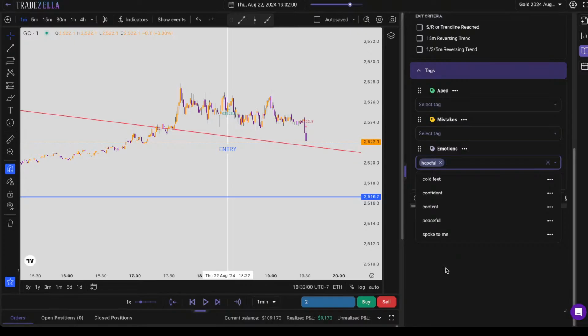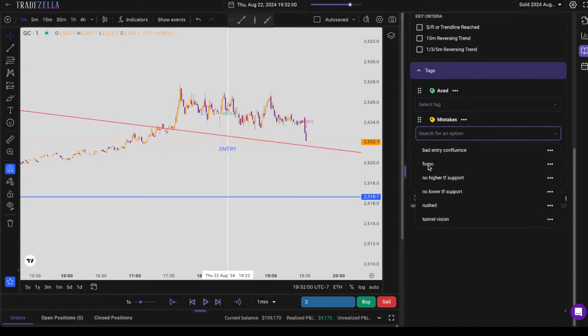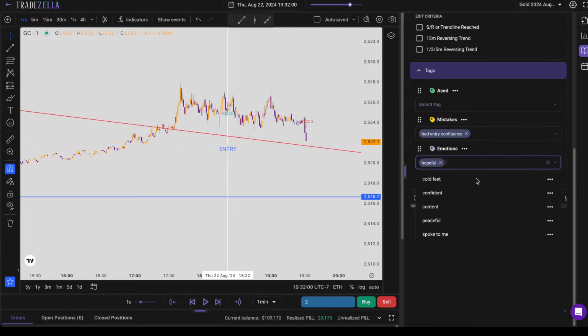FOMO. Oh, well, that's a mistake. Is FOMO an emotion or a mistake? It can be both. Bad entry confluence is the mistake. FOMO's the emotion. I should probably... Yeah, because that's fear. Okay, I'm going to have to correct it now. FOMO.